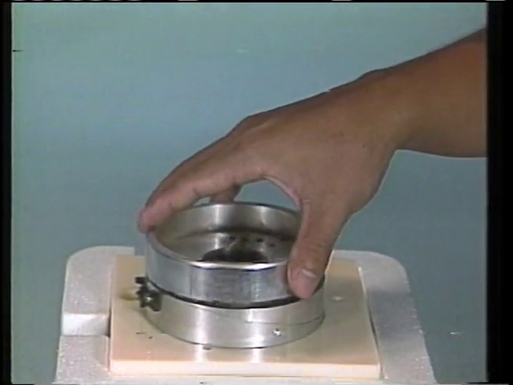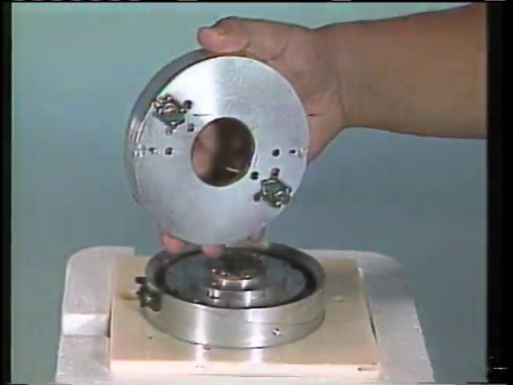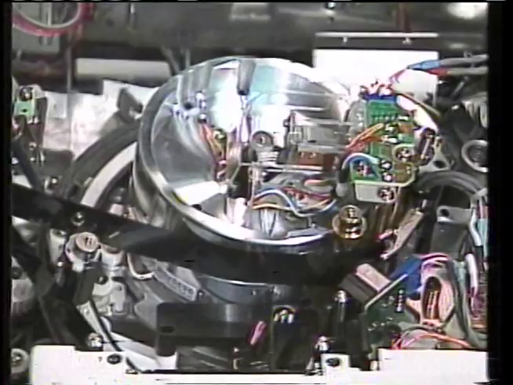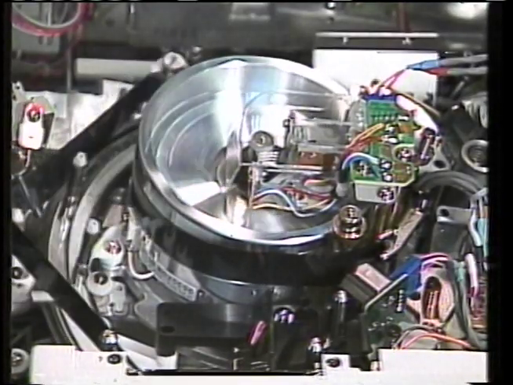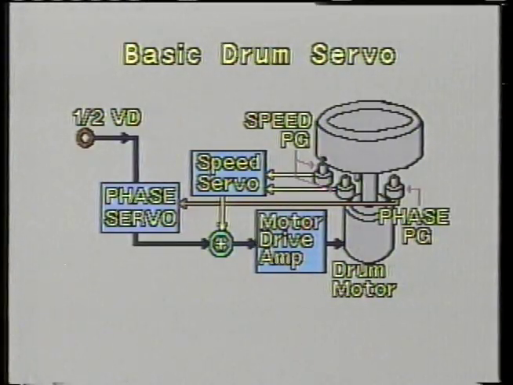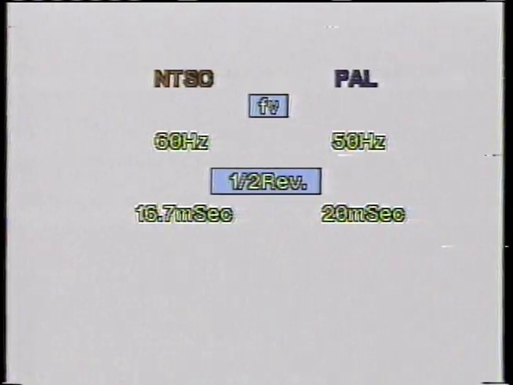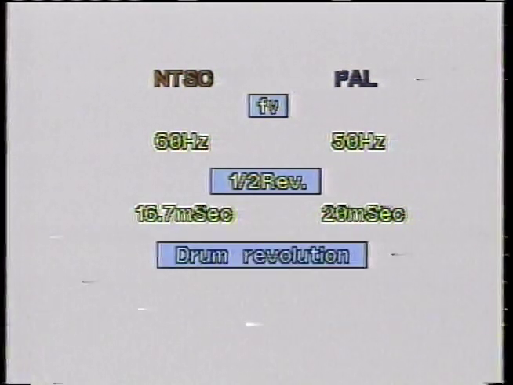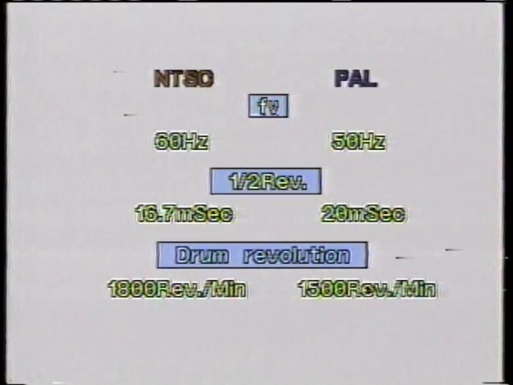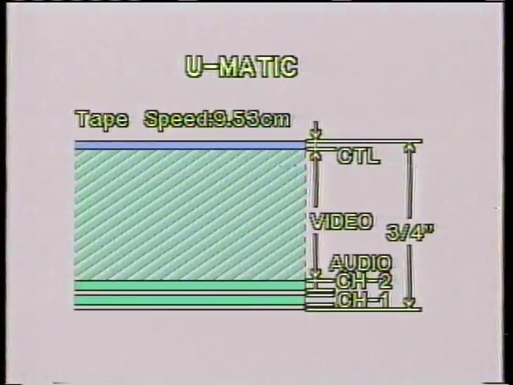In the upper drum, two video heads are mounted 180 degrees from one another. Each half turn of the head records one field on the tape. This rotation is controlled by the servo block to be described later. In NTSC, each half turn, since the vertical frequency is 60 Hz, takes 16.7 milliseconds, which results in 1800 revolutions per minute. In PAL, the vertical frequency is 50 Hz, so each half turn requires 20 milliseconds, which is 1500 revolutions per minute.